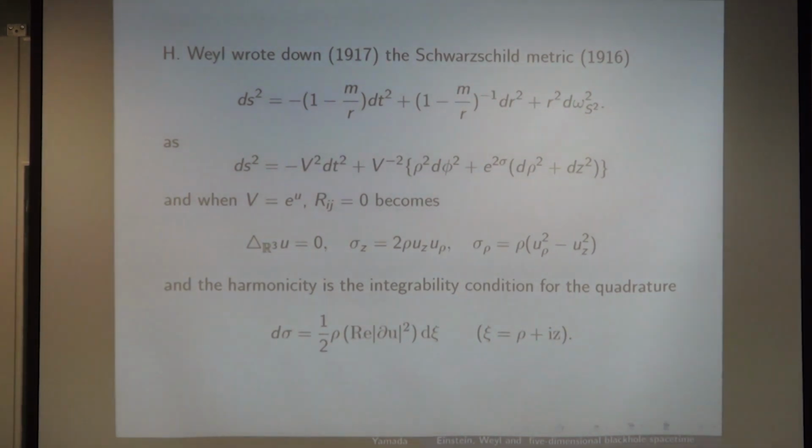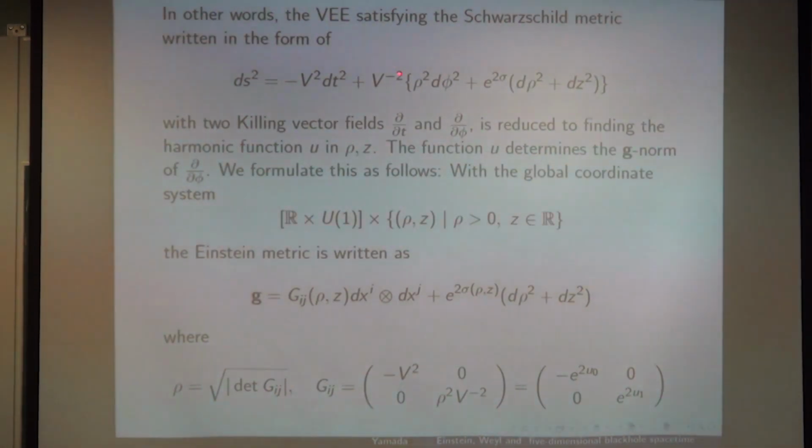So what he did is that he, let me say the same thing again in a different slide. In other words, the vacuum Einstein equation satisfied by the Schwarzschild metric written in the form of this is that you have the two symmetries. One is a time symmetry. So everything here depends on rho and z only. There's no v, and sigma is dependent on rho and z, but not t or phi. So that means that you have a symmetry in the t direction, and you have a symmetry in the phi direction.